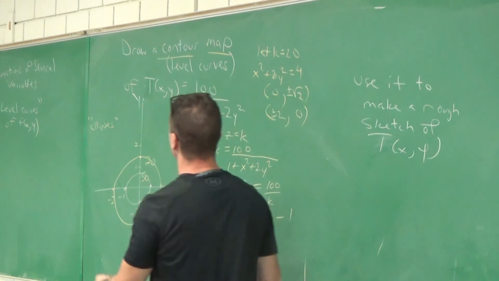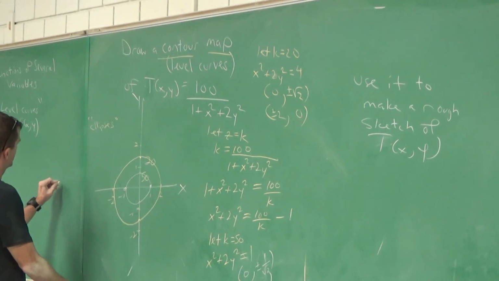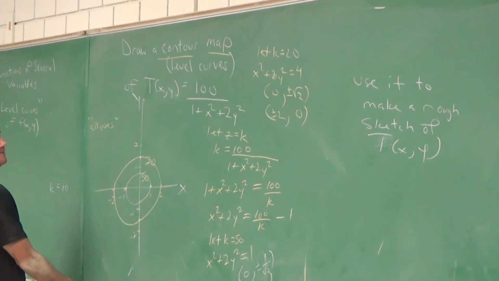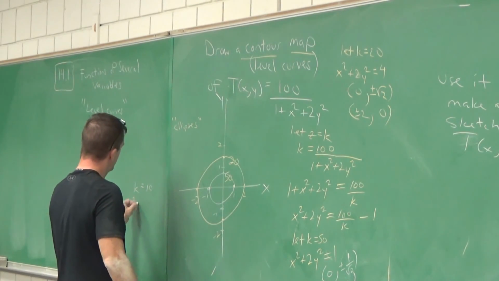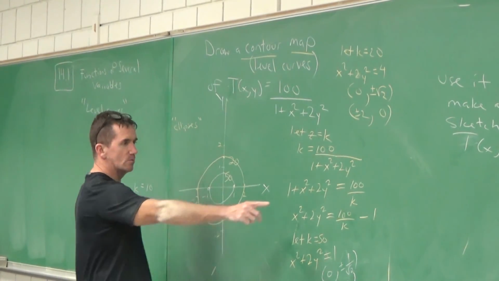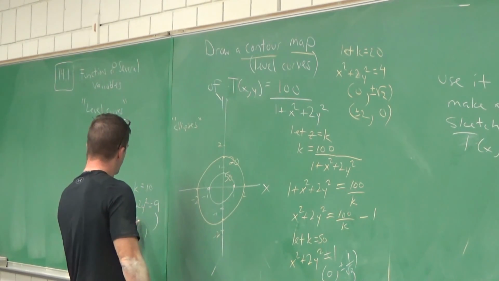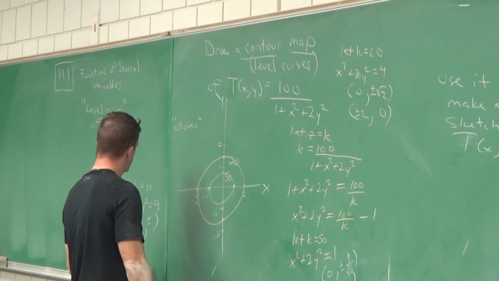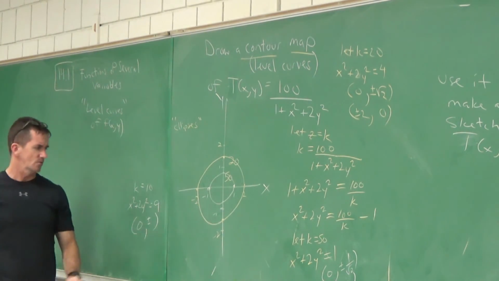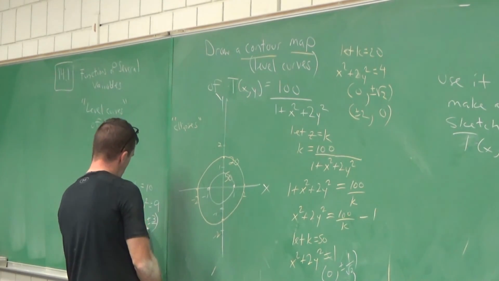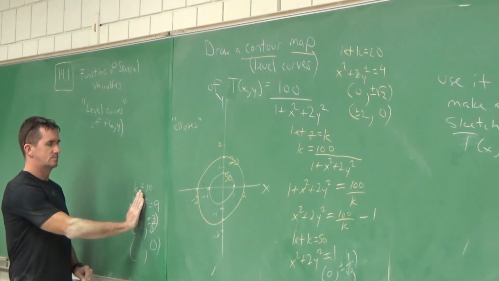You all are good at it. k equals 10. I got enough of them right here. k equals 10, what do you get? x squared plus 2y squared equals 9. So some intercepts. At x equals 0, it's plus or minus 3 over root 2. And what if y is 0? It's plus or minus 3.